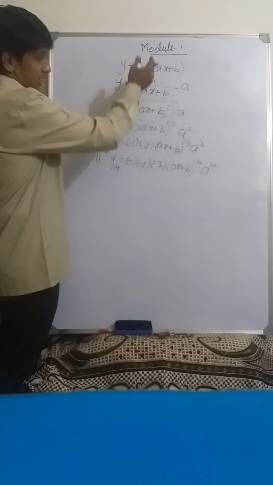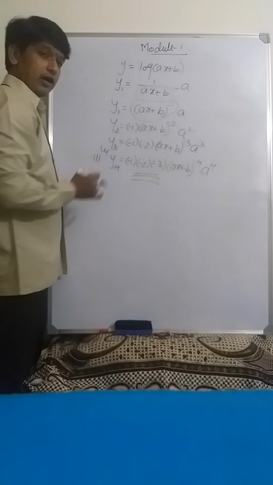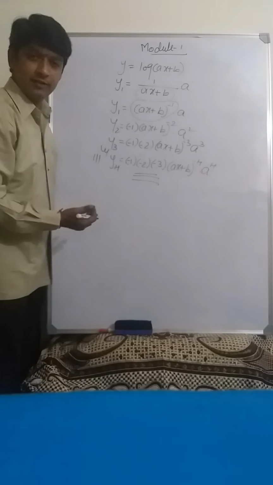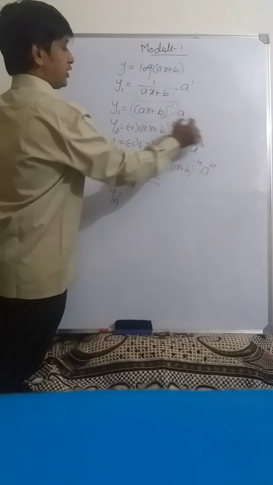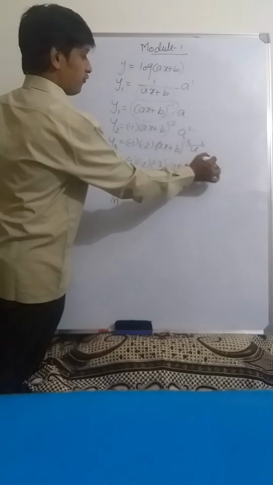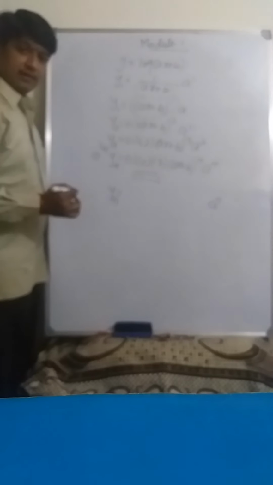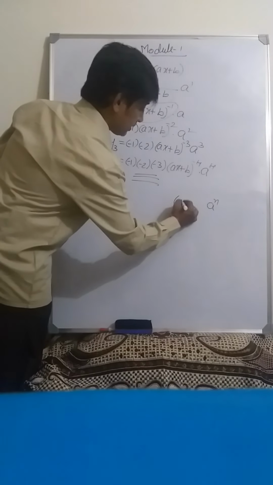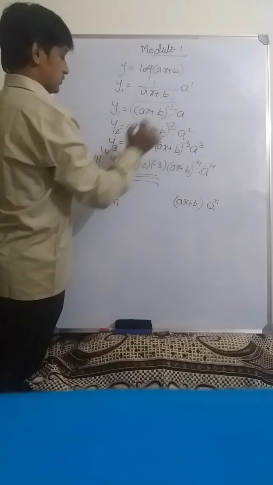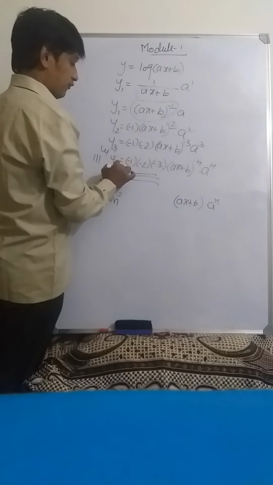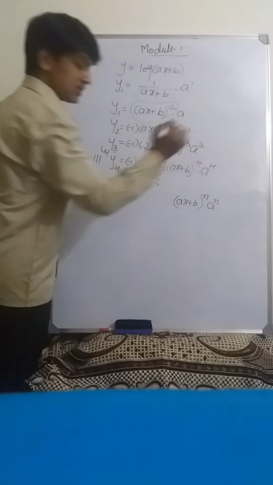Correct? So one can easily observe we have a proper order. From this proper order, we are in a position to judge what we are going to get in the nth term. See what we are going to get in yn. For y1 a power 1, y2 a power 2, y3 a power 3, y4 a power 4, y5 a power 5, yn should be a power n. Correct? Now if you go with the power of ax plus b, for y1 it is minus 1, y2 minus 2, y3 minus 3, y4 minus 4, y5 minus 5. For yn, it should be minus n.